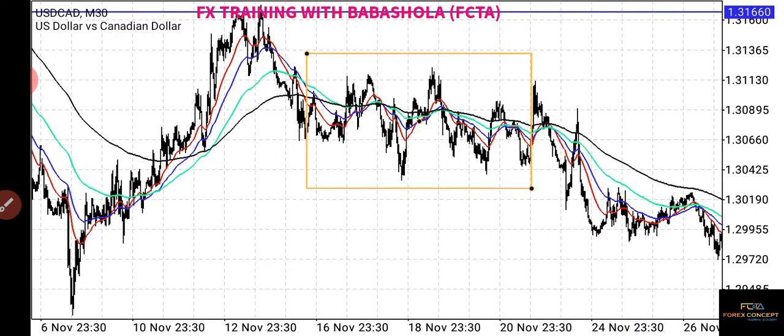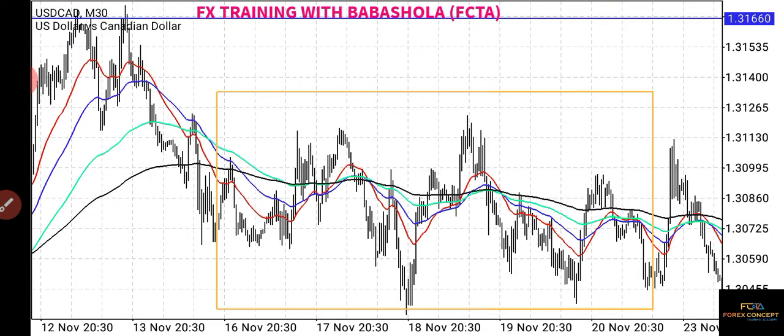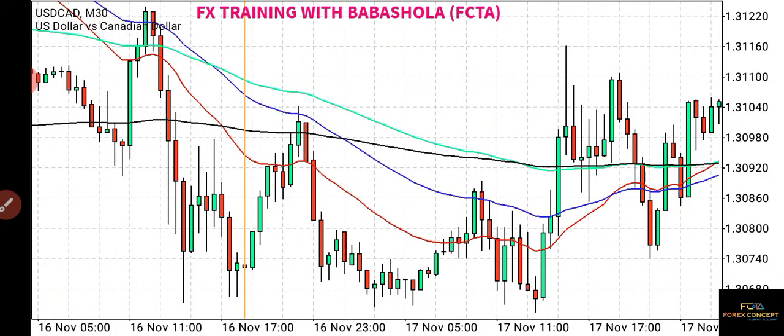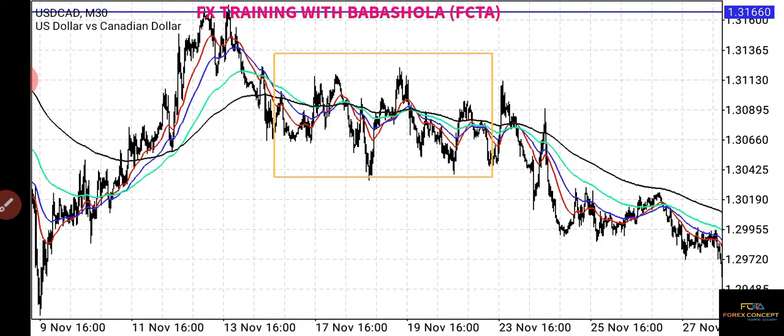So this is a ranging market, and you can see from the moving average, the EMA, that the EMA is just contracting and contracting, and it's just linear. It's like a straight line. There's no direction. You can see that there's no direction.